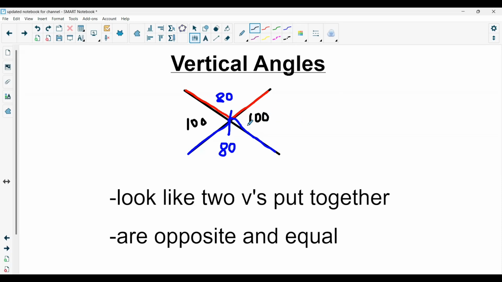Okay, so you can pause my screen at this time and go ahead and write these notes down just so you'll have an example of what vertical angles are and just a way to remember it. We have our letter V for vertical, and it's like putting two V's together. And then angles that are opposite from each other are equal in vertical angles. Press play once you are done writing these notes down, and we'll get started with some practice.